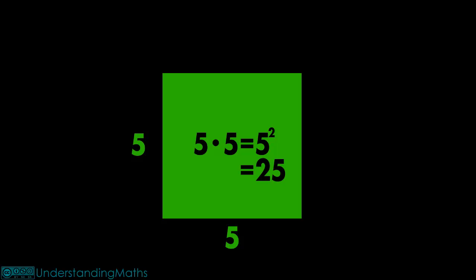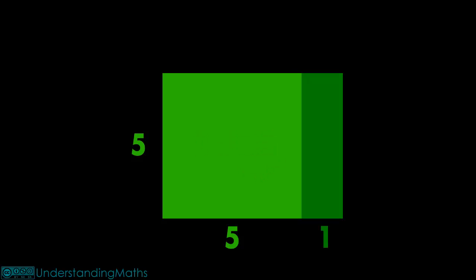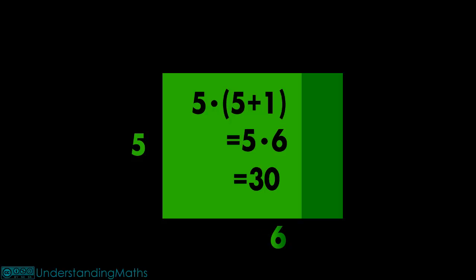The area of any shape is always in units squared. We can express the area of this square as 5 times 5 units squared, or 5 squared units squared. Either way, the area of the square is 25 units squared. So, what if we make one side longer by 1 unit? Well, in that case, we can express the area of this rectangle as 5 times the sum of 5 and 1. In other words, we can express it as 5 times 6. Hence, the area of the rectangle is 30 units squared.